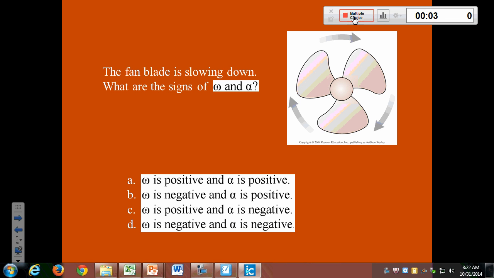The fan blade is slowing down. What are the signs of omega and alpha? Remember our notation that clockwise is negative and counterclockwise is positive. Now this object has an omega that is in the clockwise direction. And this blade is slowing down. So it's traveling, but it's slowing down and coming to a rest. So I want to know, what are the signs of omega and alpha? This will be the last one.